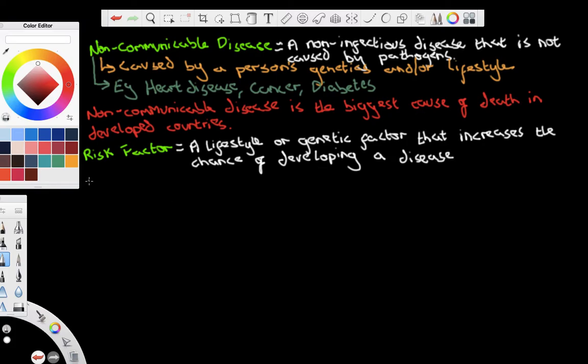Now, risk factors are not limited to, but they can include, so can include, we've got diet, amount of exercise, we've got workplace.